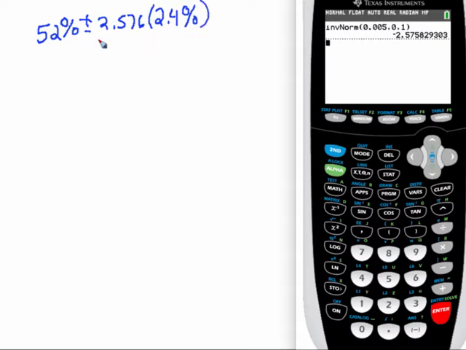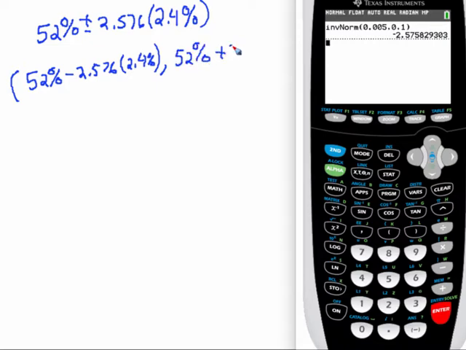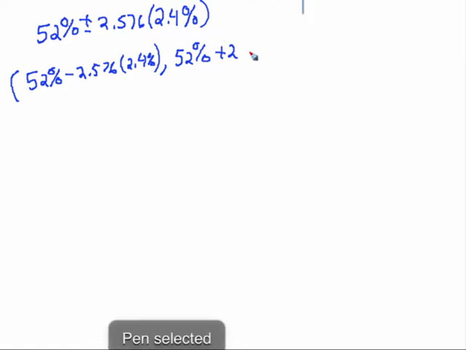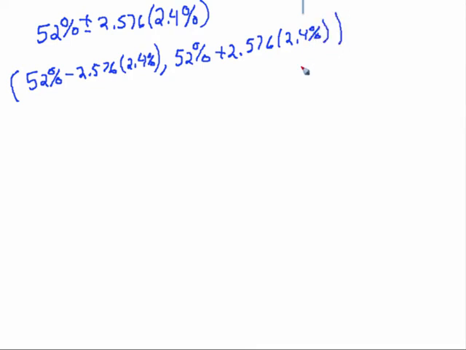Okay, now the thing to remember is that that notation right there is two numbers. The lower bound, or the lower part of the confidence interval, is 52% minus 2.576 times 2.4%. And then the upper bound of it is going to be what? Well, it's 52% plus 2.576 times 2.4%. Okay, so that's the interval. Notice that is the lower part of the interval and that is the upper part of the interval right there.